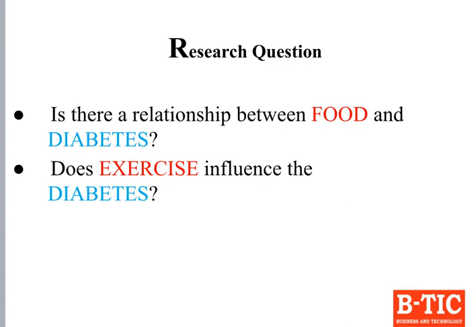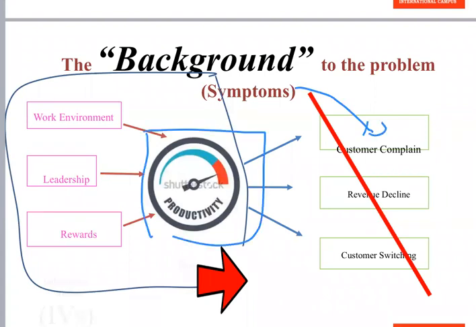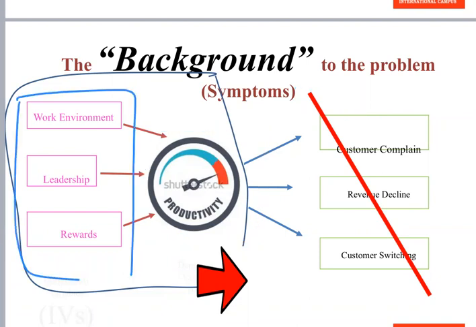So now let me have a look here. This is the problem I took earlier to understand this. This is your symptom here. Based on the symptoms, we figured out the problem, and based on the problem, we figured out the factors. If you have this, what are your IVs and what is your DV? We know that productivity is your DV. Work environment, leadership, and rewards are your IVs. And since we have three IVs, we have three hypotheses here.